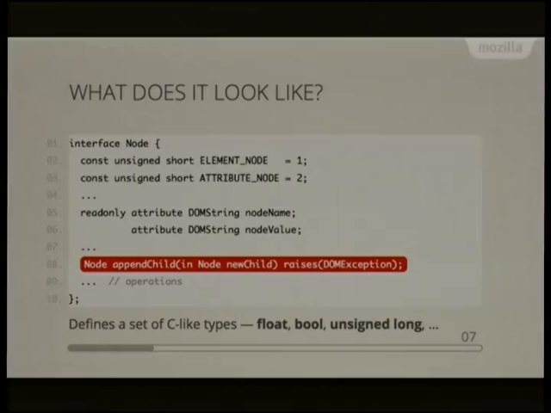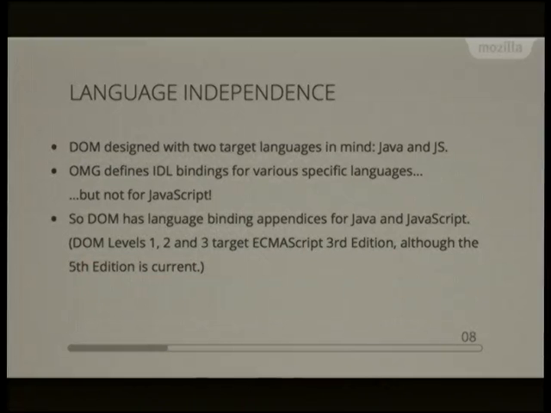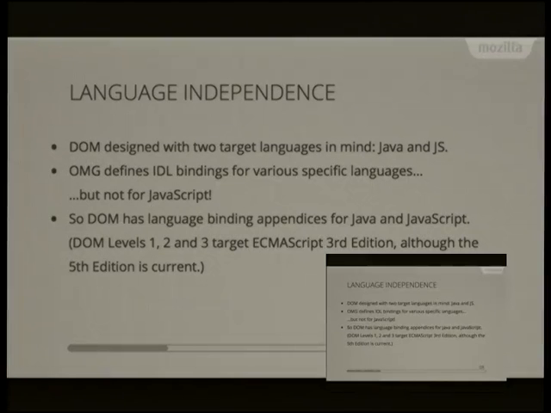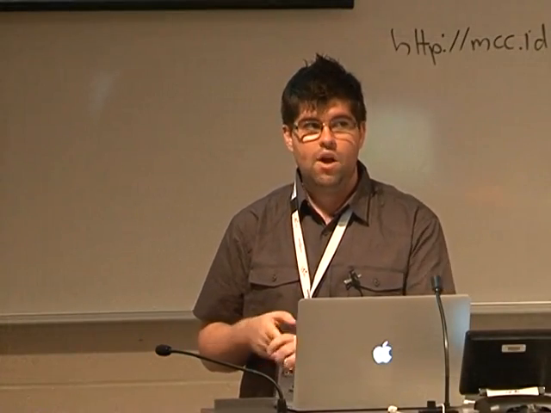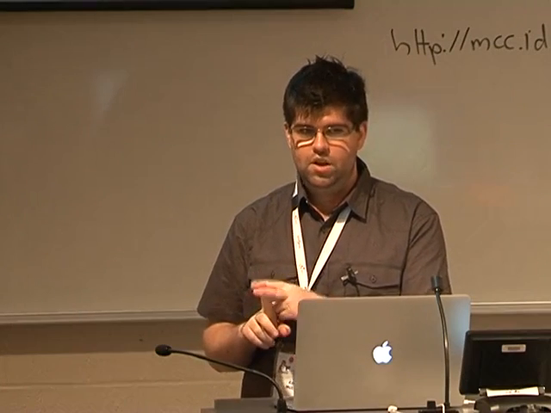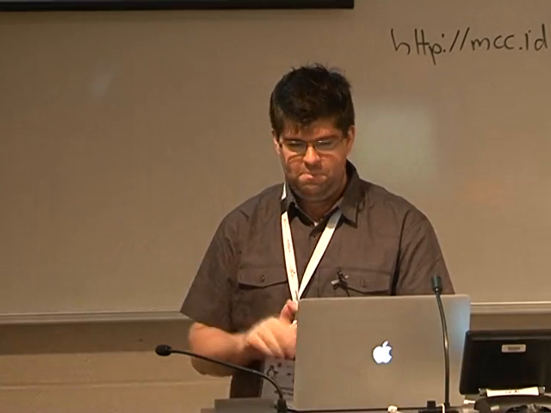So interface definitions look like this, and the IDL language has a bunch of C-like types like float, bool, unsigned long, and so on. The advantage of writing these interfaces using an IDL language is that you've got language independence. This is meant to be a sort of abstract language, and then you have particular concrete implementations of the APIs in particular languages. And the DOM was designed with two target languages in mind, Java and JavaScript. Now we all know where Java went on the web platform, which is basically nowhere. So JavaScript is really the main one that we're interested in now.